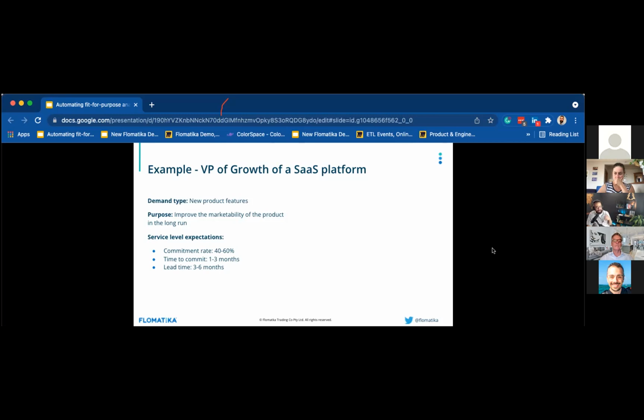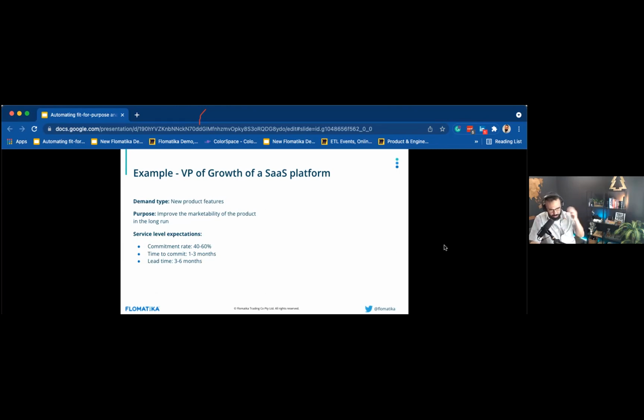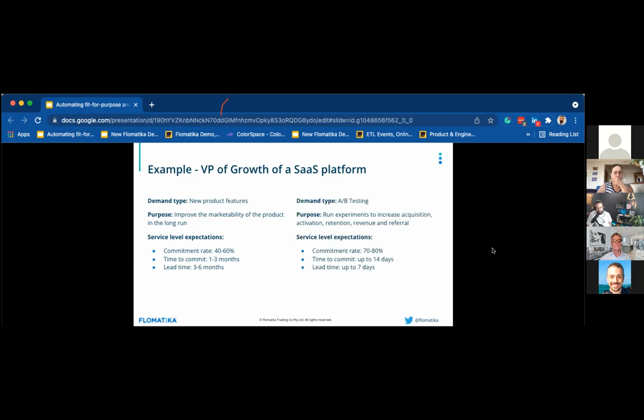And then there is a service level associated with that type of demand. For instance, the VP doesn't expect the product team to act upon all of the requests, but about 40 to 60% of the requests. That person would accept a time to commit of between 1 to 3 months, and then from the time of commitment, 3 to 6 months to deliver and make it available to the market.